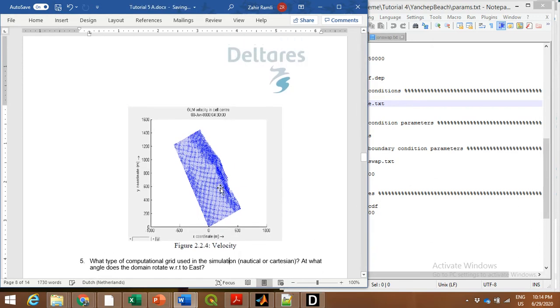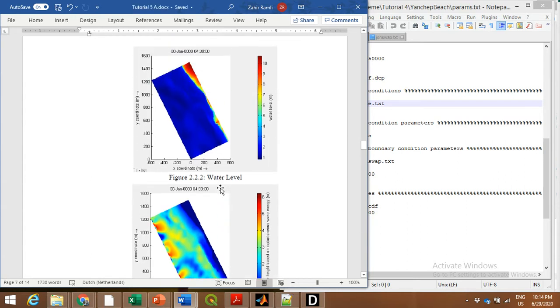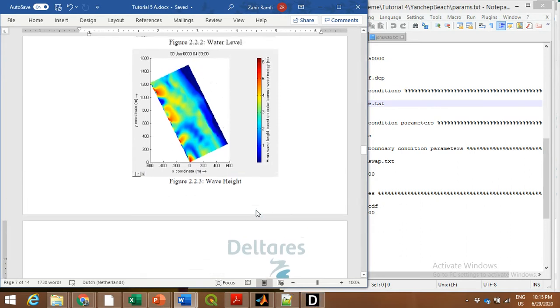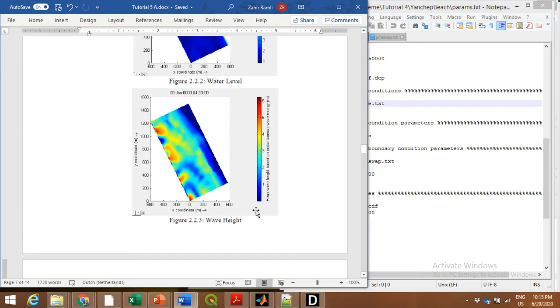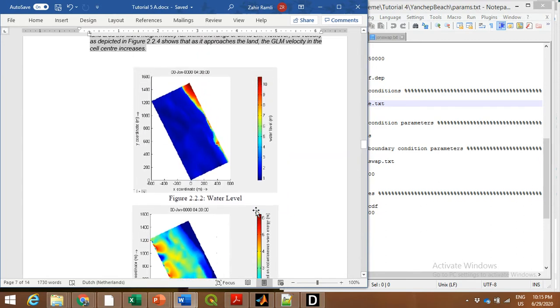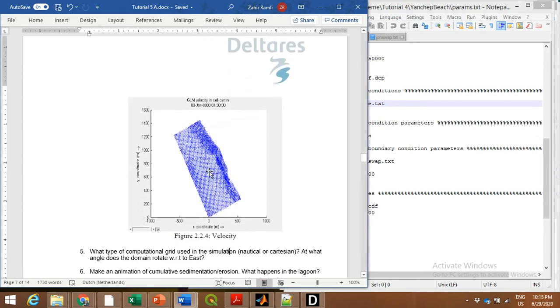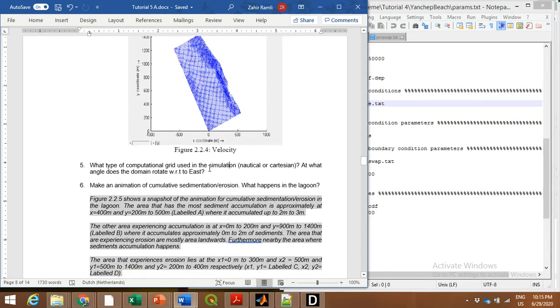Why can you actually observe it is a bit tilted to the left? While if you read it from the quick plot, it's supposed to be straight, right? Straight, 90 degrees perpendicular. But here you can actually observe that it tilts to the left. Why is that? Actually, it's related to the computational grid used in the simulation. So at what angle does the domain rotate with respect to east? First, you have to identify, is it nautical or Cartesian? So I leave that to you guys to try to extract that info from the params.txt.